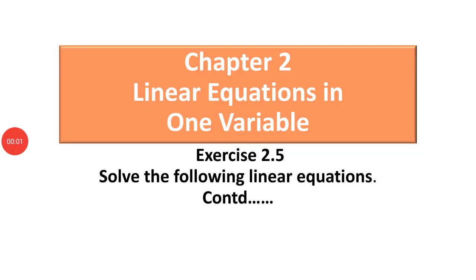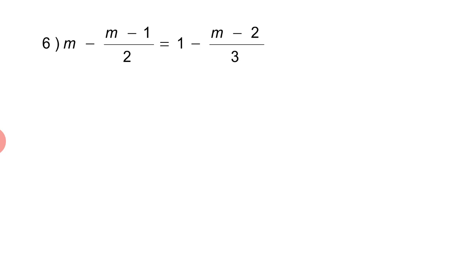Welcome students. In this video we are going to see some more problems of linear equation of the similar kind which we have discussed in previous video. Now question number 6 from the same exercise: (m - 1)/2 = 1 - (m - 2)/3. Is it okay? So let us go for the solution.